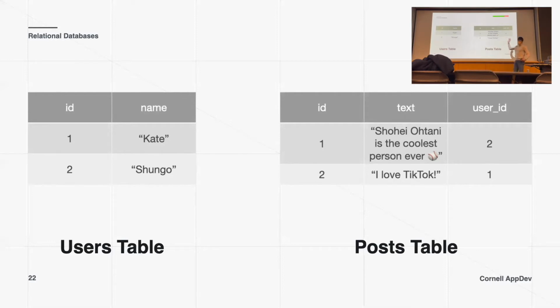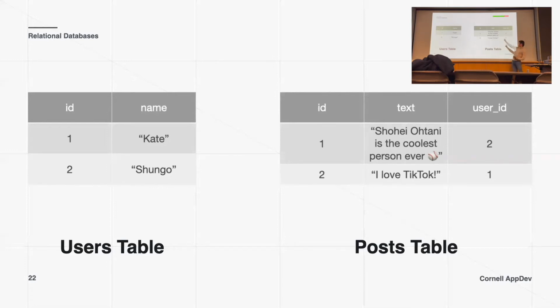In our post table, we also have an ID to uniquely identify different posts. We have the content of the post being text. And you notice here we have something called a user ID. Now, this user ID is going to be very important for this entire lecture. The user ID tells us which user made the post.